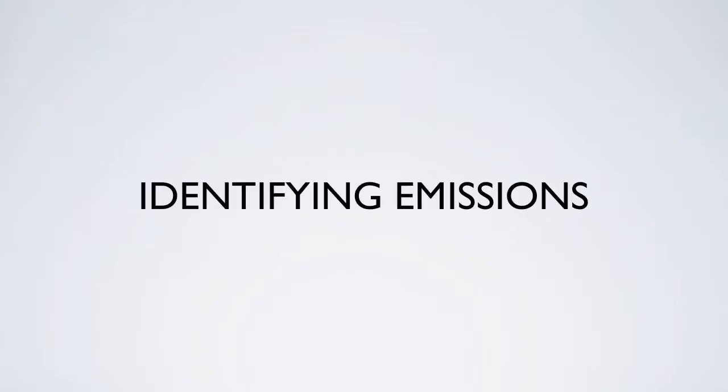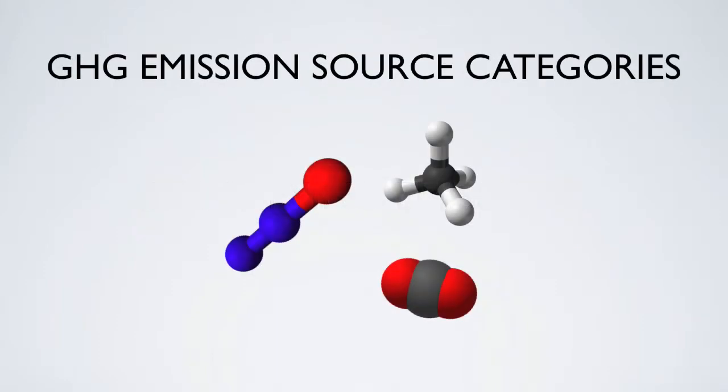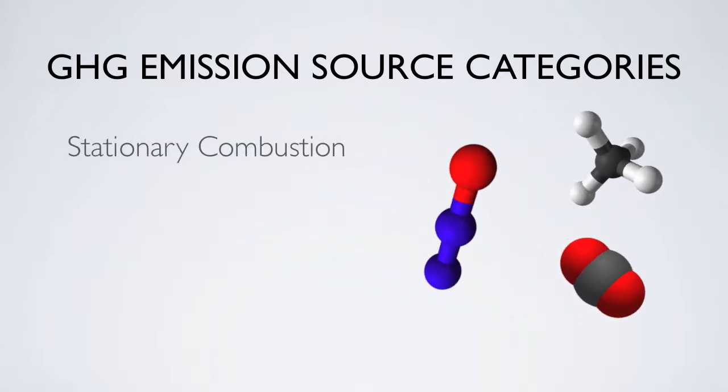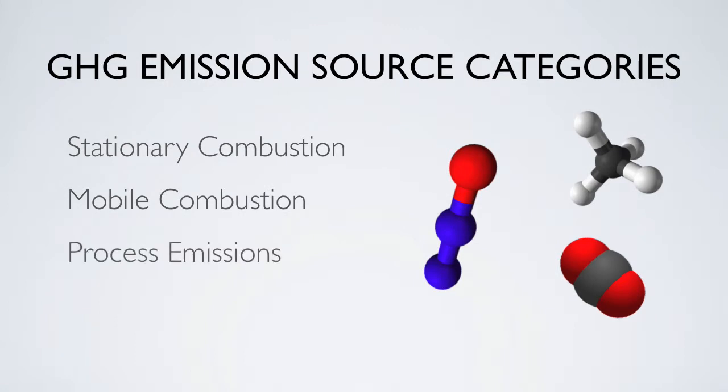Identifying emissions. Greenhouse gas emissions typically come from one of the four following source categories: stationary combustion, mobile combustion, process emissions, or fugitive emissions.